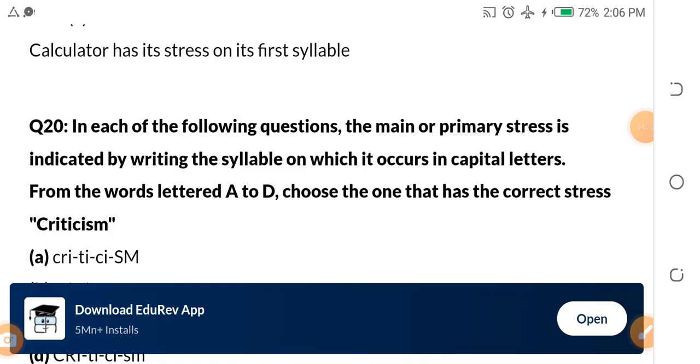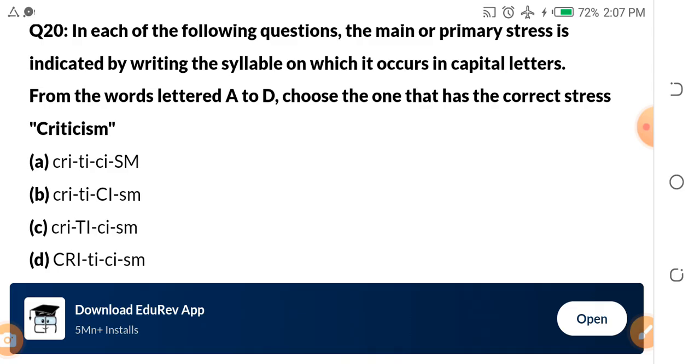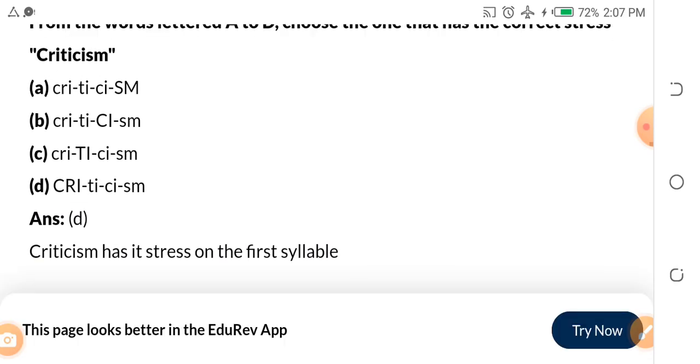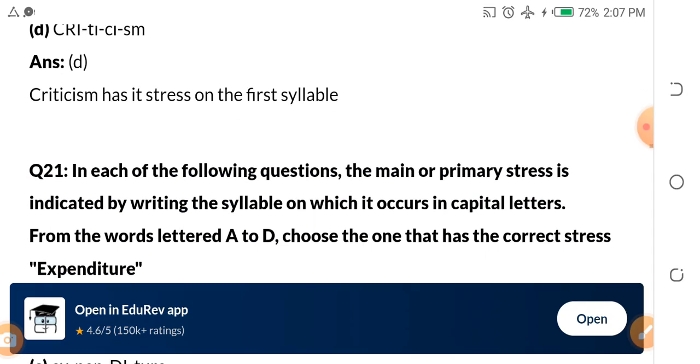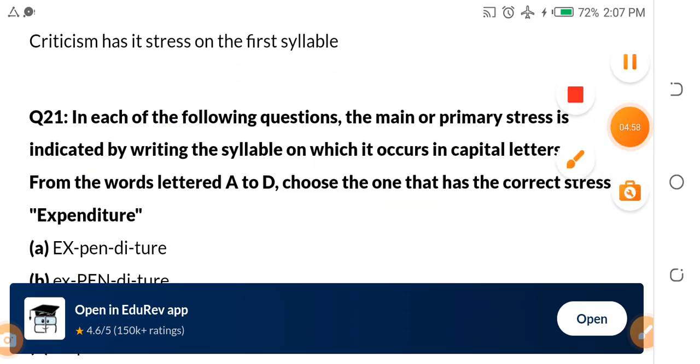Okay. In each of the following questions, the main or primary stress is indicated by writing the syllable on which the stress occurs. From the words letter A to D, choose the one that has the correct stress. Criticism. A, criticism. B, criticism. C, criticism. Then D, criticism. The answer is that criticism has its stress on the first syllable. Are you with me? I hope you are following.